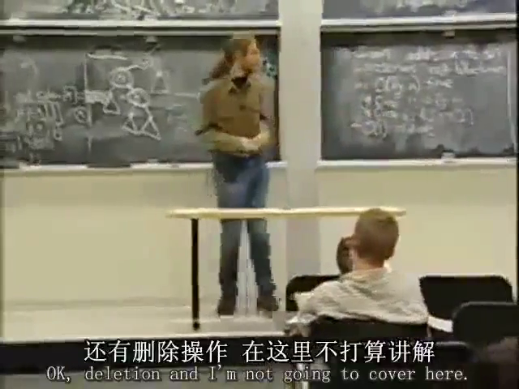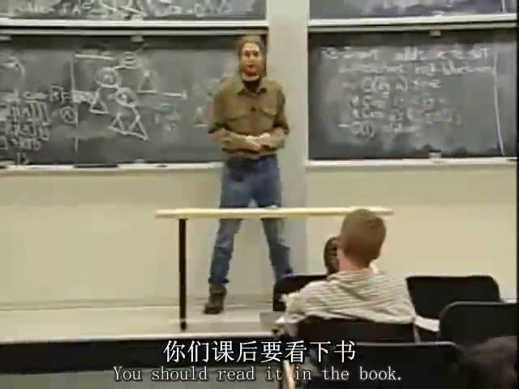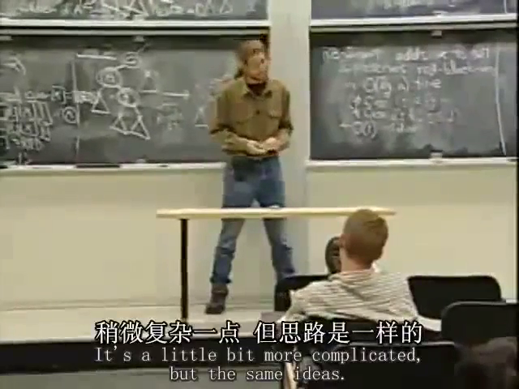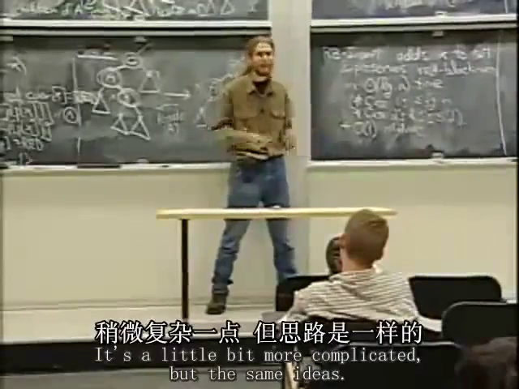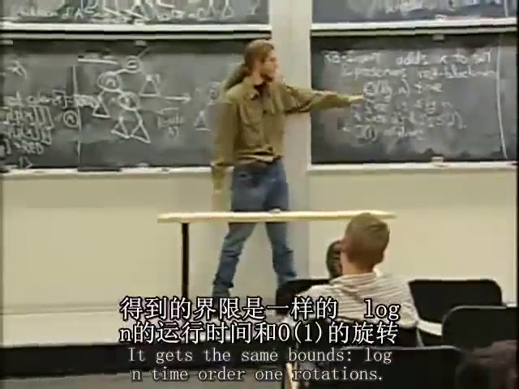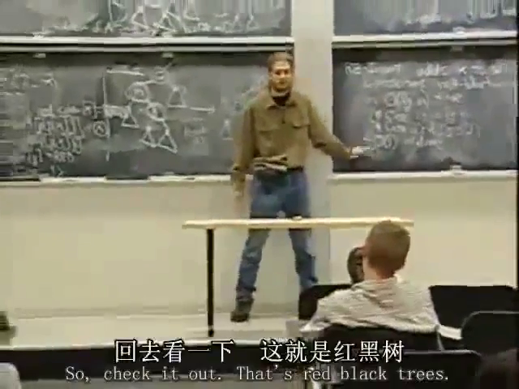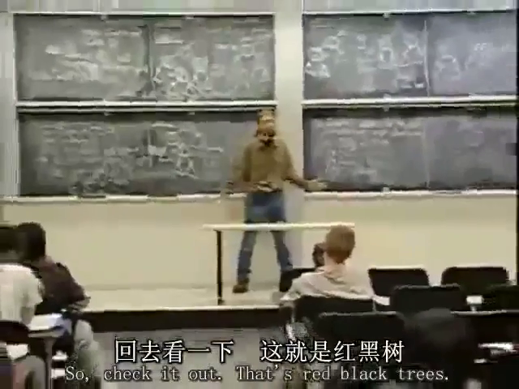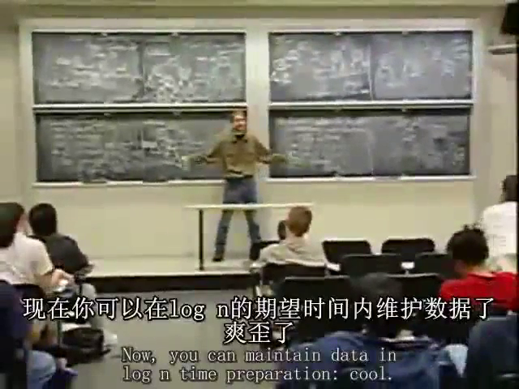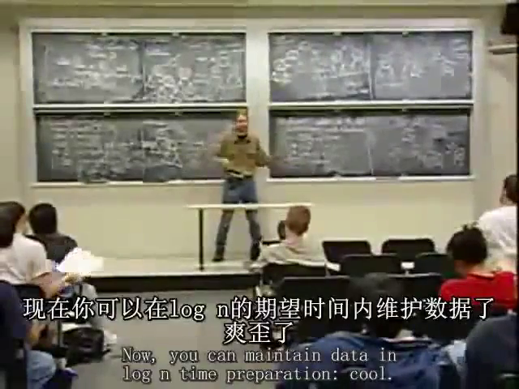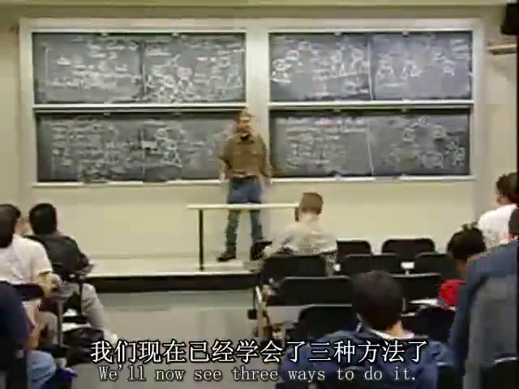Okay, deletion, I'm not going to cover here. You should read it in the book. It's a little bit more complicated, but the same ideas. It gets the same bounds, log n time, order 1 rotations. So check it out. That's red-black trees. Now you can maintain data in log n time per operation. Cool. We'll now see 3 ways to do it.